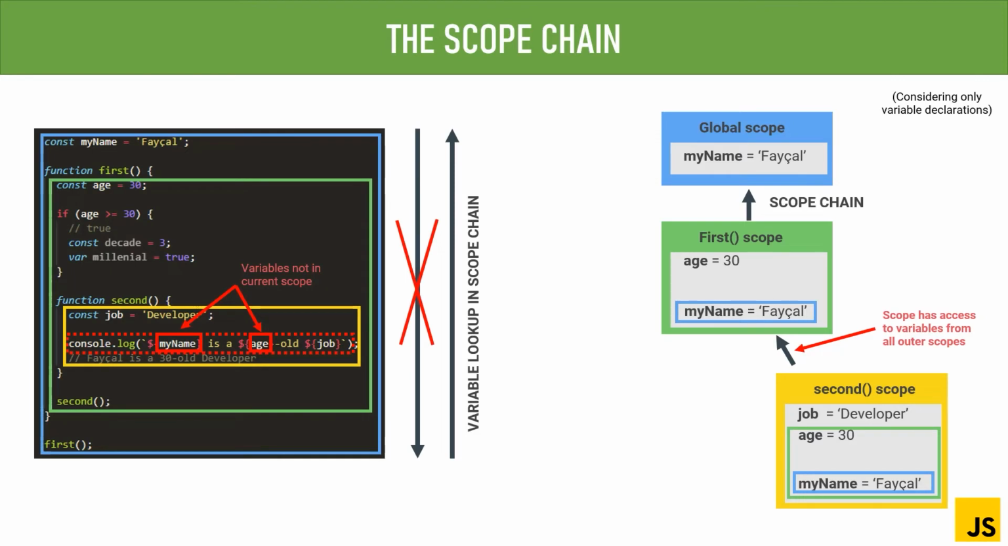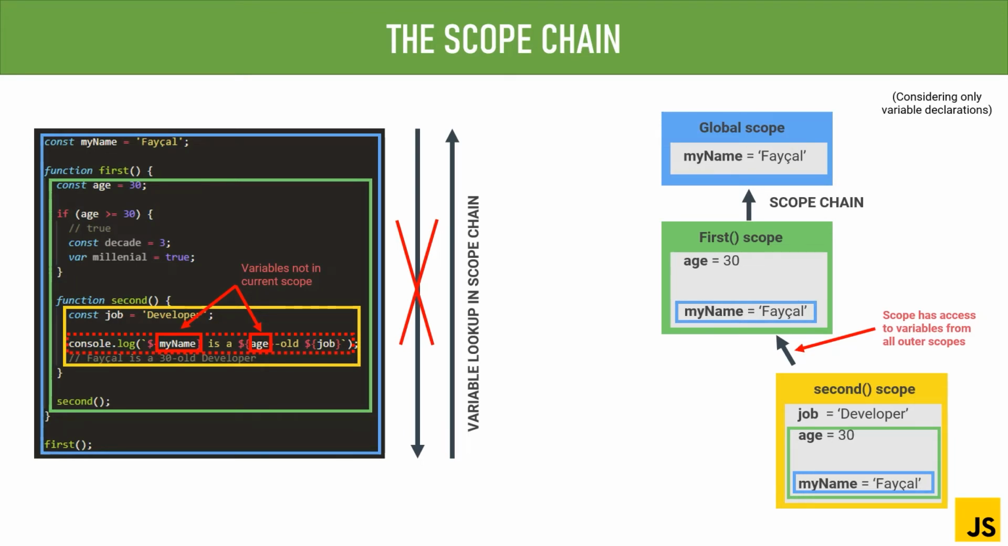What's also extremely important to note is that this does not work the other way around. A certain scope will never ever have access to the variables of another scope. In this example, the first scope will never get access to the job variable that is stored in the second scope. So again, one scope can only look up in the scope chain, but it cannot look down. Only parent scopes can be used, but no child scopes.